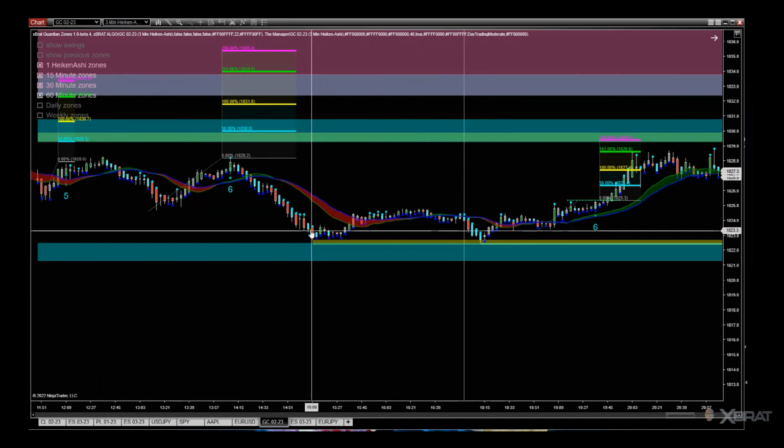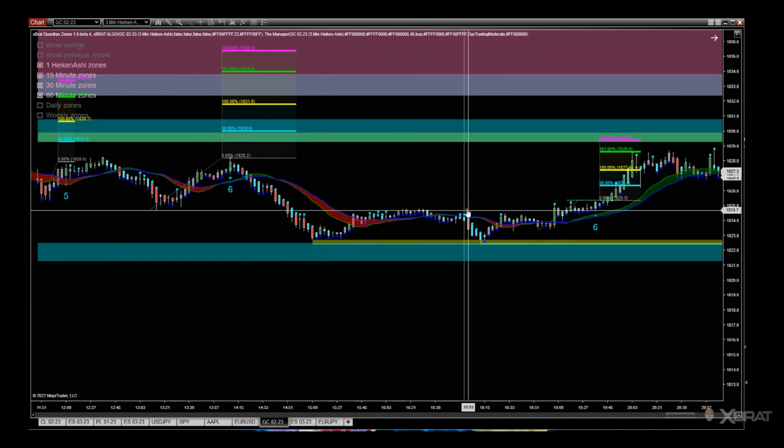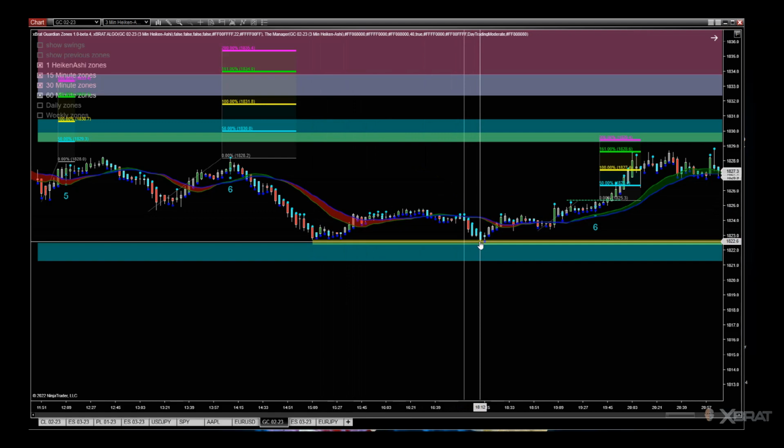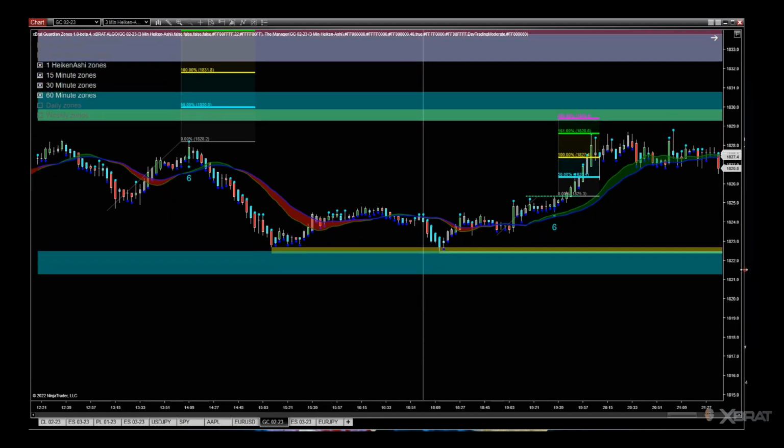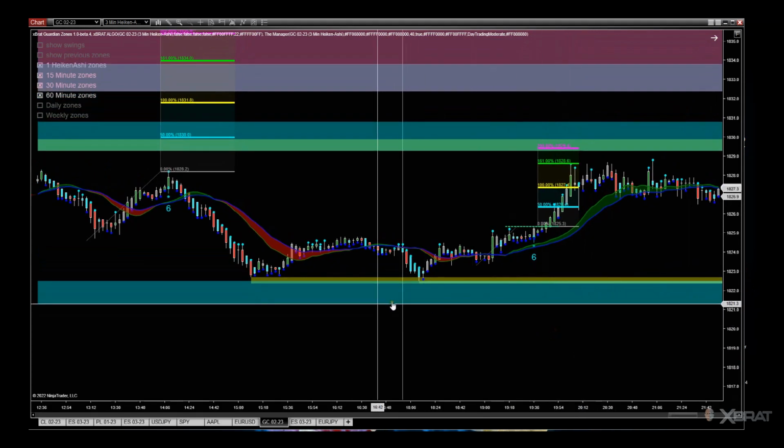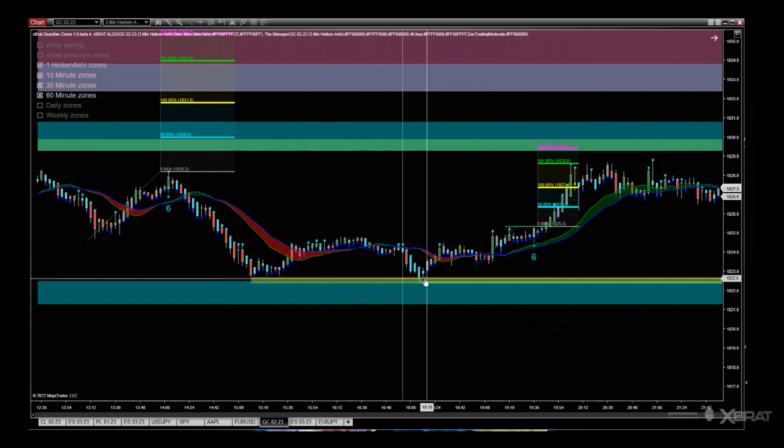Comes back down to test that support zone again, and comes back down to test that support zone again. And this is where it prints the current 3-minute, this little beige one here, which is really crucial. So now we've got a convergence between this 15-minute support zone, but now we're forming a little support zone on this 3-minute as well. Very, very strong.